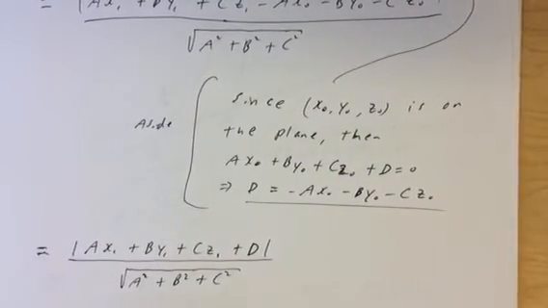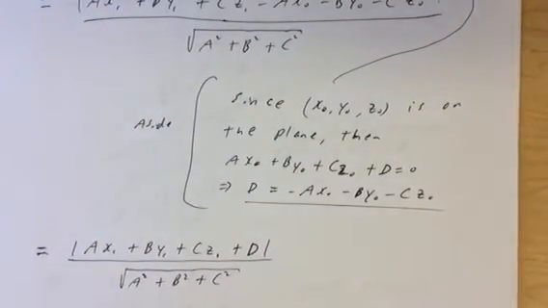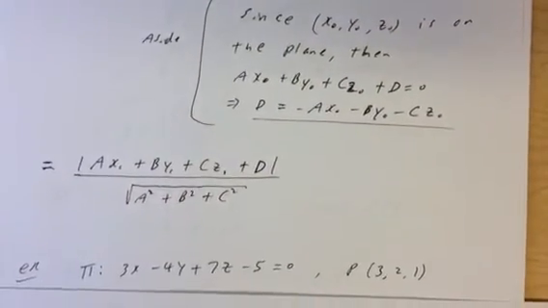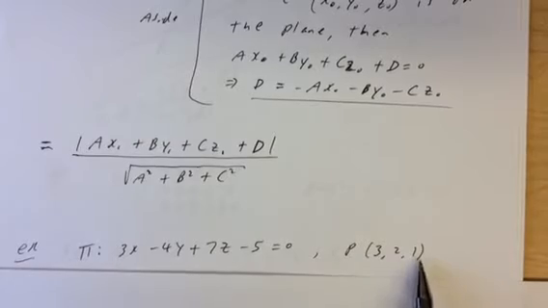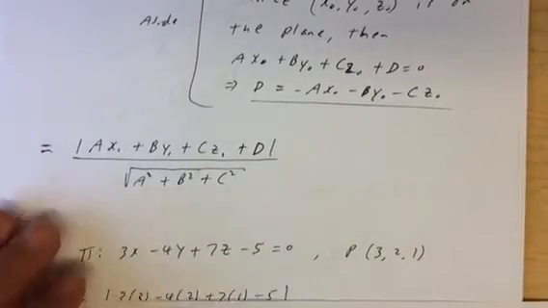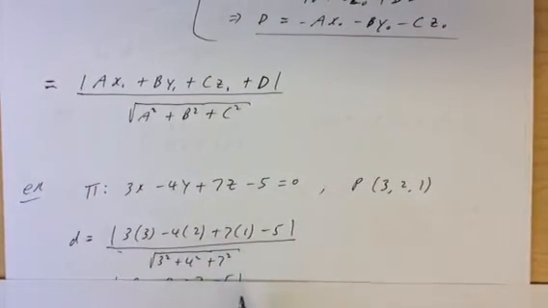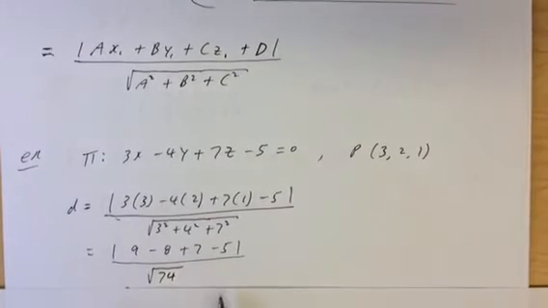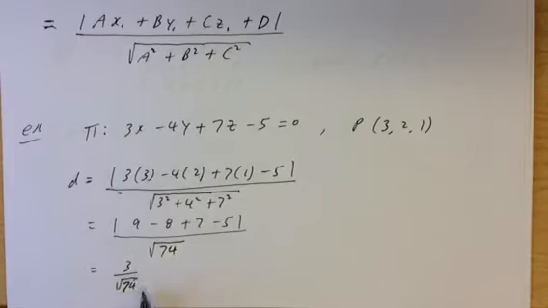And a little example for distance from a point to a plane. Let's try this here: 3x minus 4y plus 7z minus 5 equals 0. The point's 3, 2, 1. We're just going to sub these values in for x, y, and z and divide by the magnitude of the normal. Plugging them in, we get these values, and the distance is 3 over root 74.